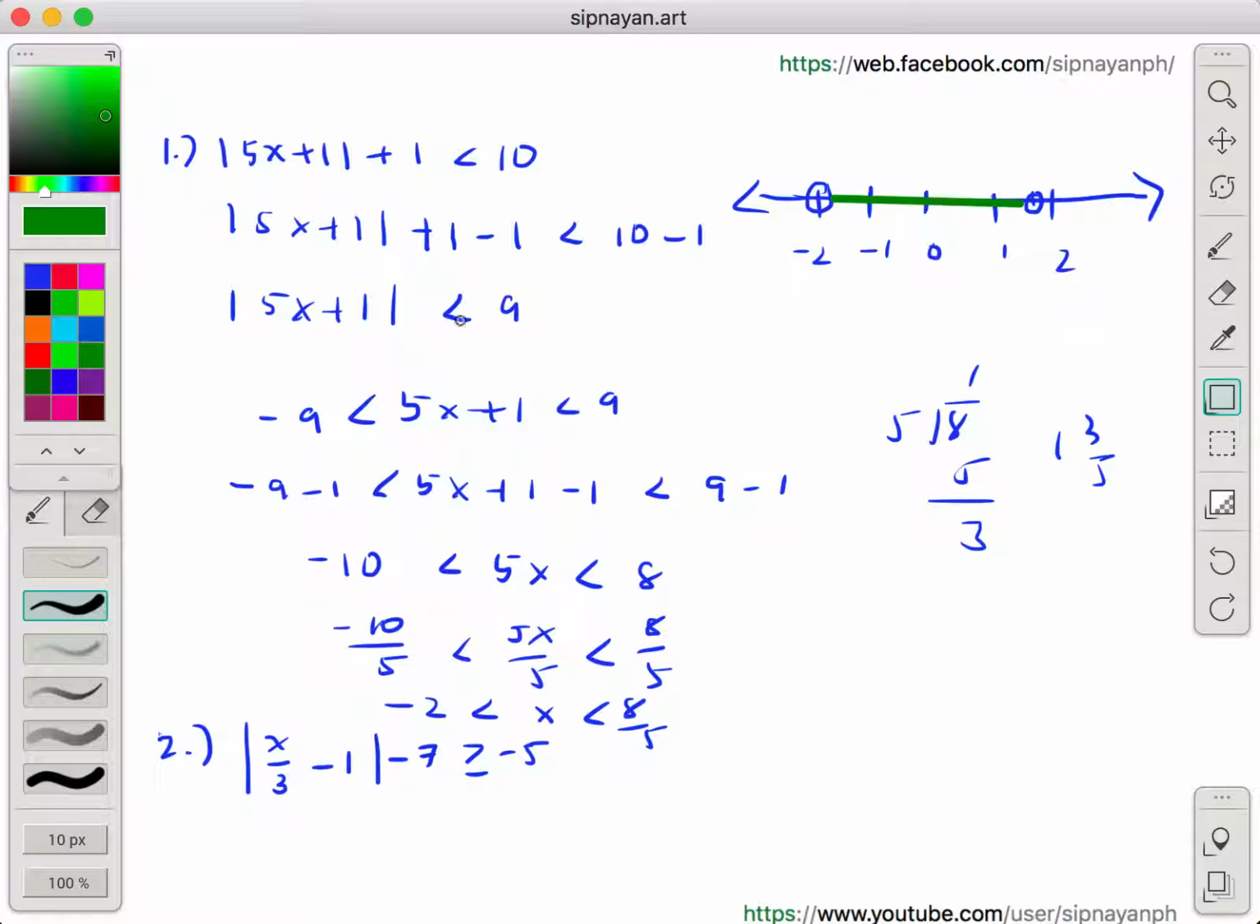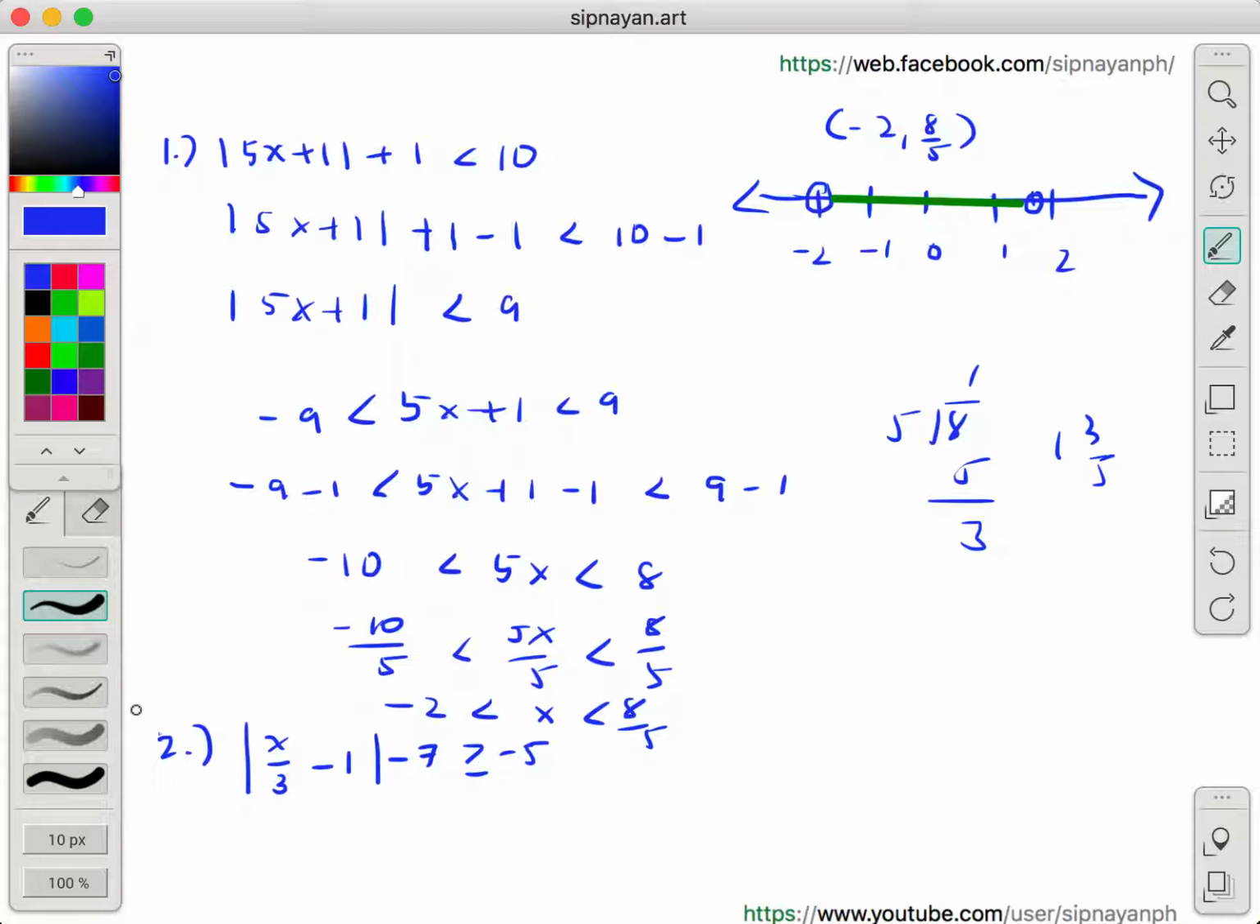If you want the interval notation, it is negative 2, 8 over 5. The parentheses mean the two numbers are not included. Only all the numbers in between are included. If you are not familiar with interval notation, we have a series on it. Just search for interval notation on the Zipline YouTube channel.